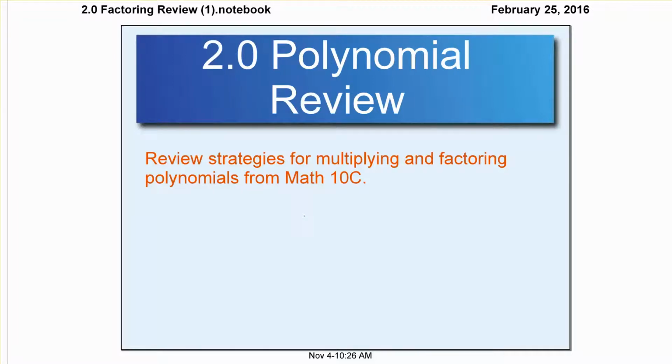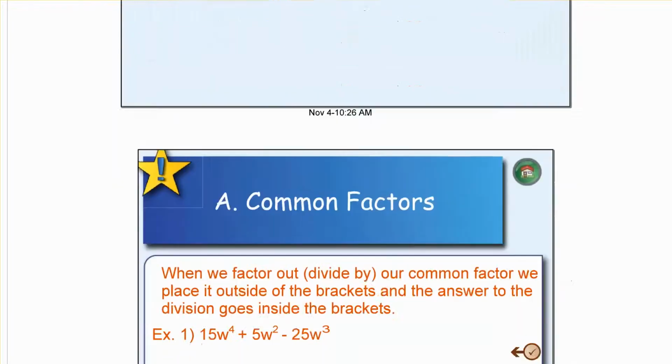All right, hey guys. Just gonna go over some factoring review stuff from grade 10. It's a long time ago. I'm sure some of you have forgotten.